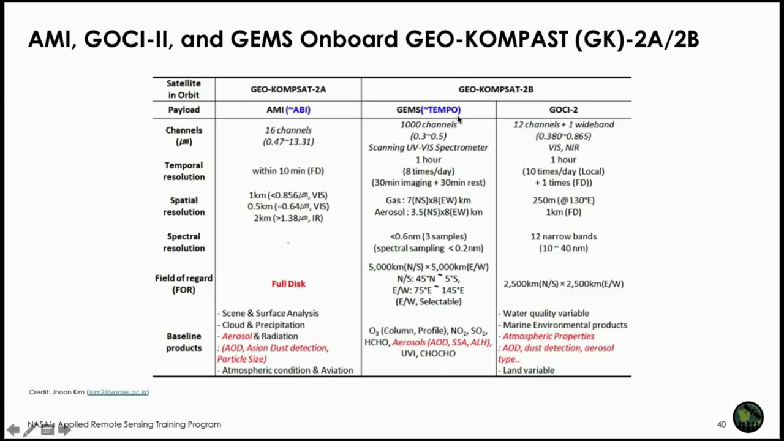And the GEOCOMSAT 2B will have the GEMS, as I showed before, and GOCI 2. So GOCI 2 is the next generation of GOCI. Because GOCI 1 will end in 2 years, this GOCI 2 will provide continuity following GOCI 1. Different wavelengths and different characteristics of temporal resolution and spectral resolution provide different aerosol optical properties.